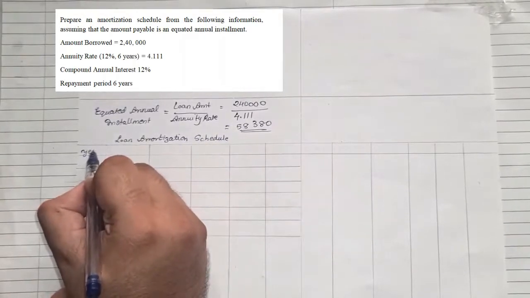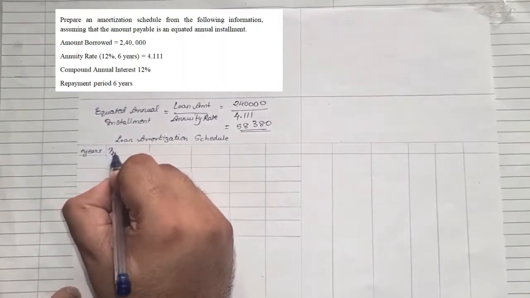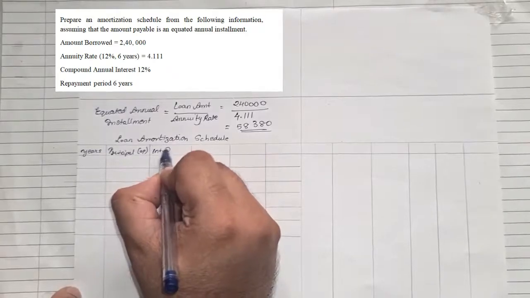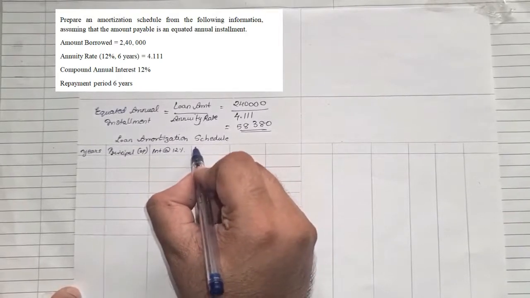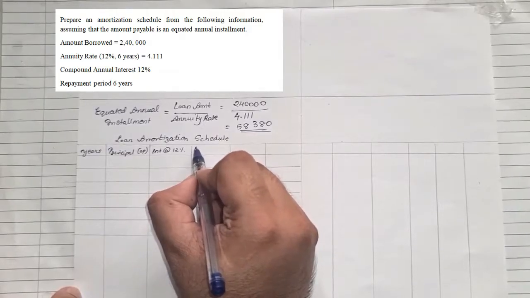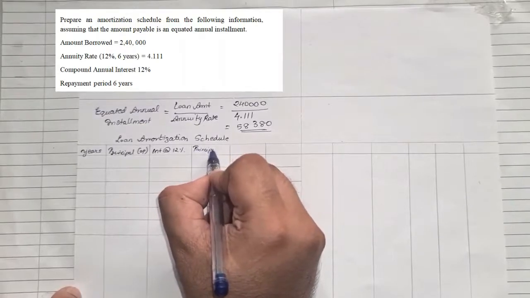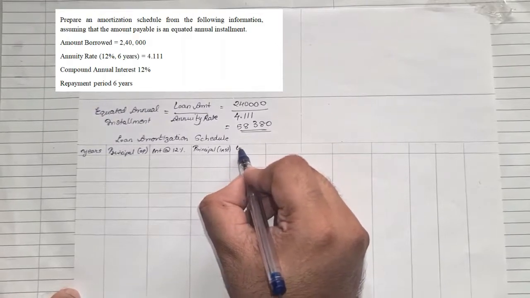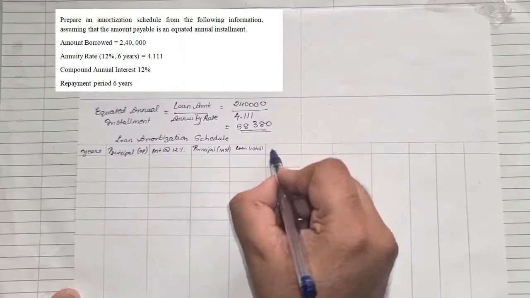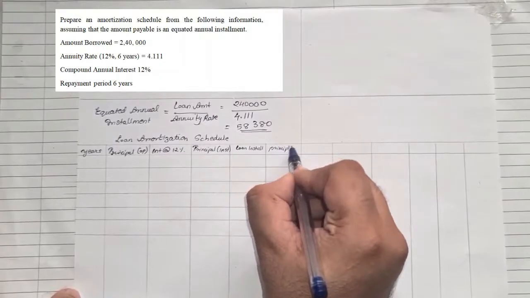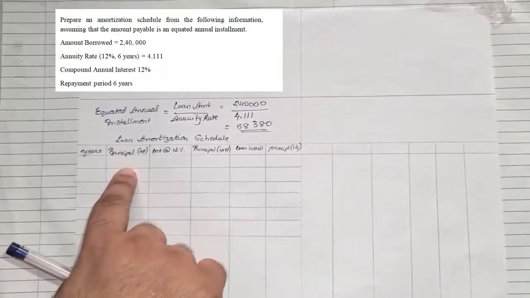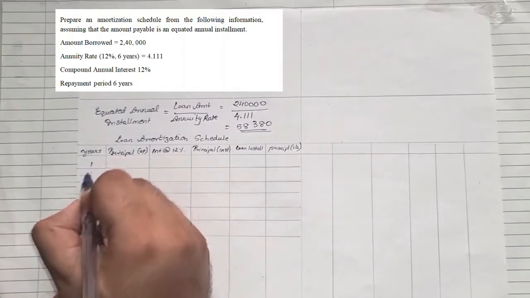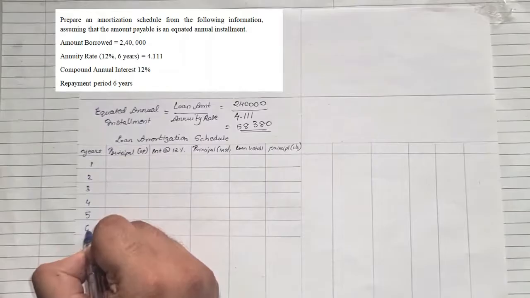The first column will be years. Next will be principal amount, in the bracket I'll write OP, that's opening balance. Next will be interest, which in this case is 12%. Next will be the principal installment, in the bracket I'm writing installment. Next will be the loan installment. And last will be principal, in brackets closing. So we have opening, interest, installment paid, loan installment, and closing principal. 6 years are there: 1, 2, 3, 4, 5, and 6.